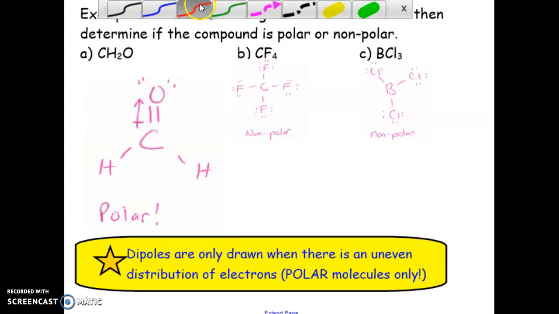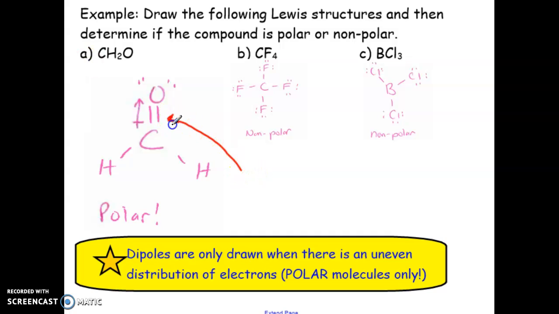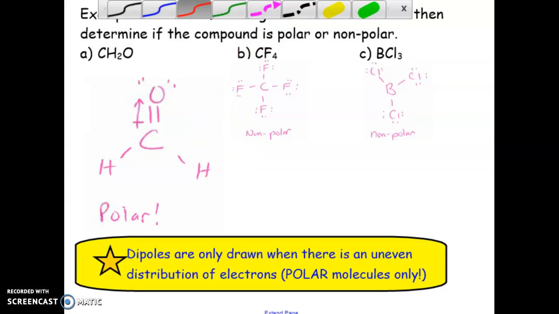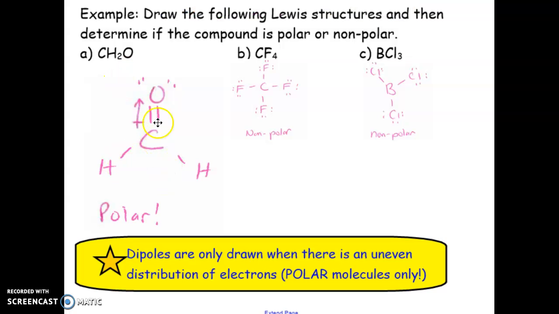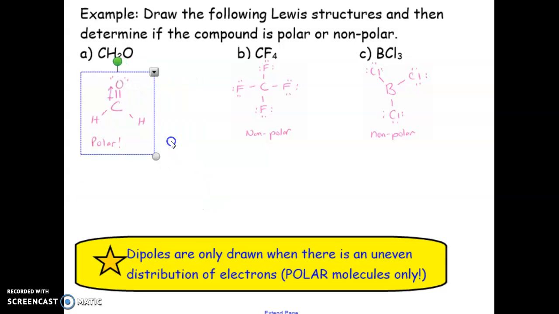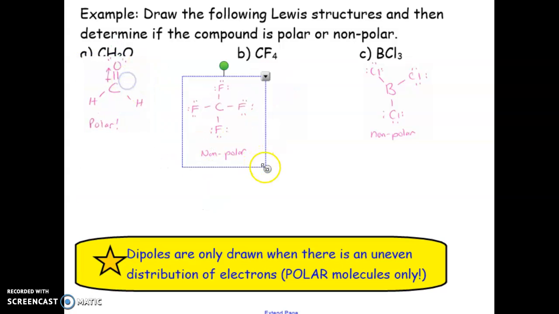Now, if we were to look at the types of bonds, this molecule has two types of bonds. It has a polar covalent bond here and a non-polar covalent bond. So if you're asked to discuss the types of bonds, this has two types, a polar bond and a non-polar bond. But the molecule itself is looking at the entire picture, not just one bond over another.